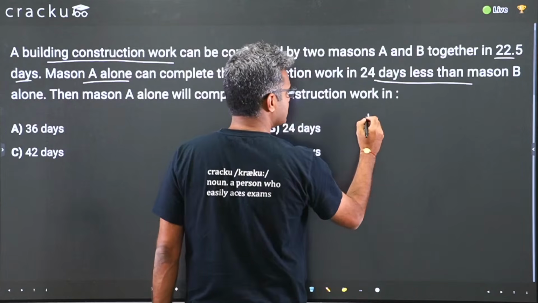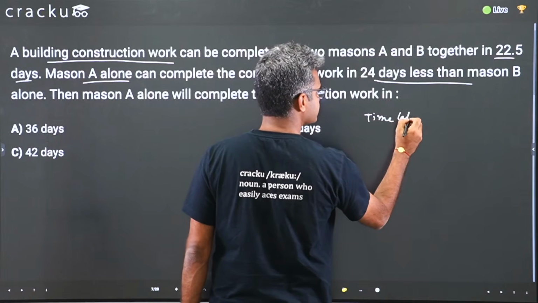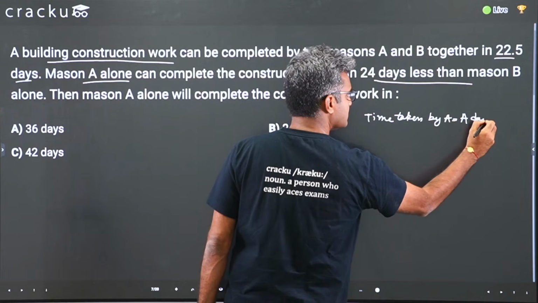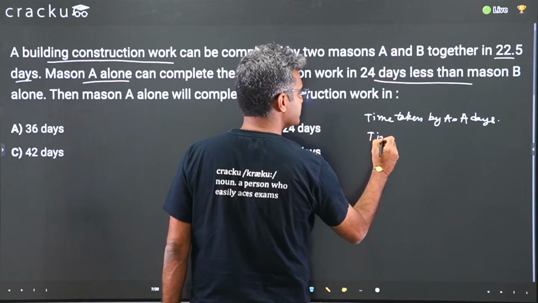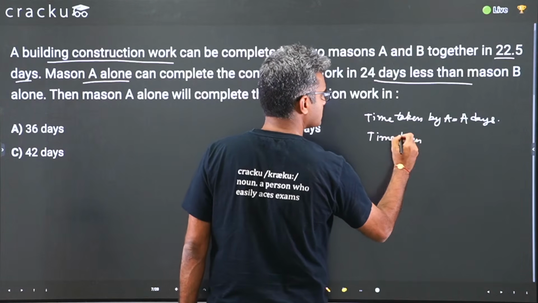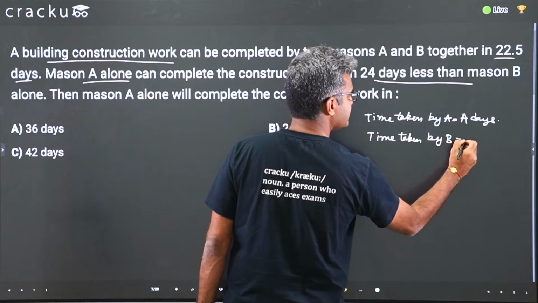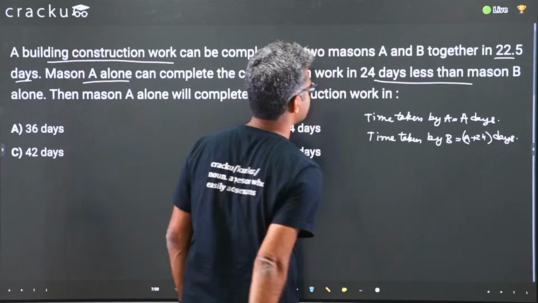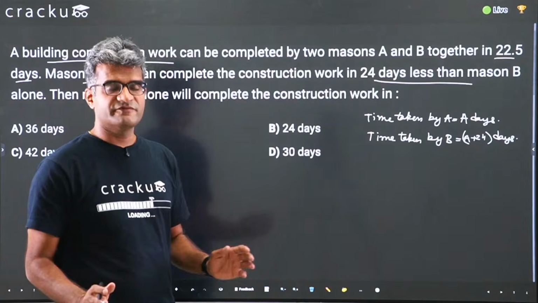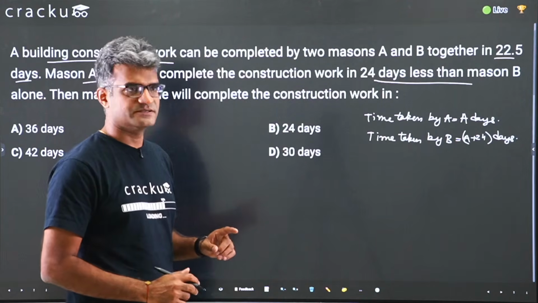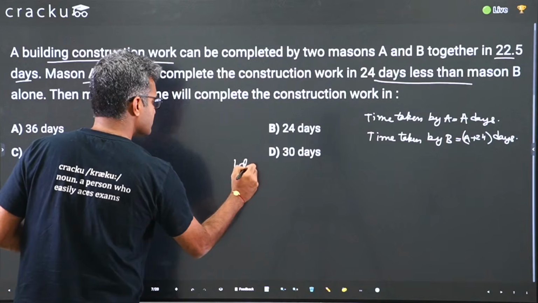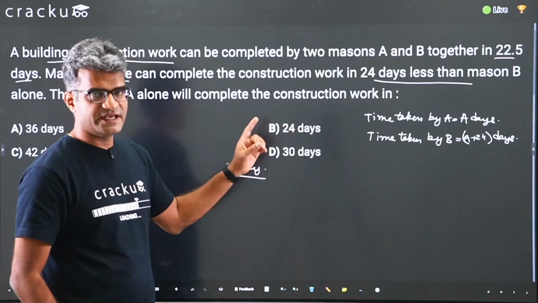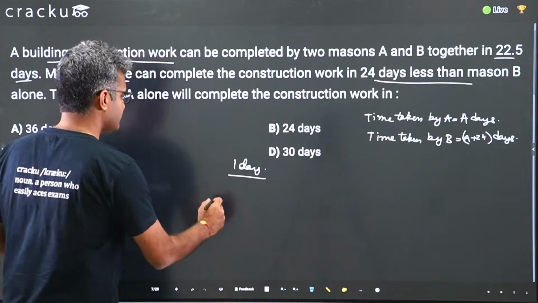So if you assume that time taken by A is A days, time taken by B will be A plus 24 days, because B is taking 24 days more than A to finish the job. If both of them are working together, the job will be done in 22.5 days. So in one day, what fraction of the work is done by A? A finishes the whole task in A days. So in one day, he will do 1 by A part of the job.